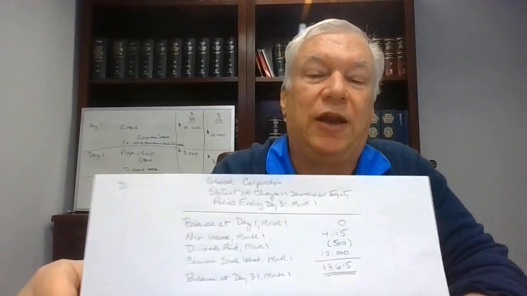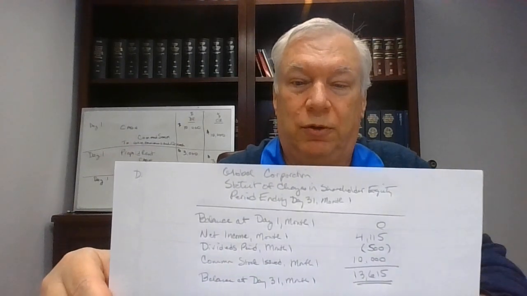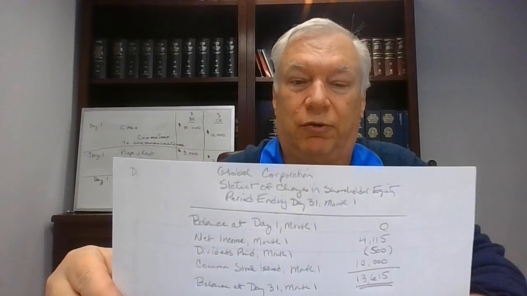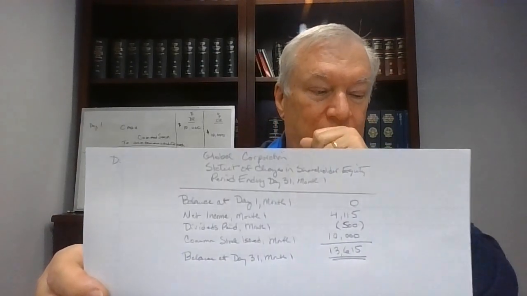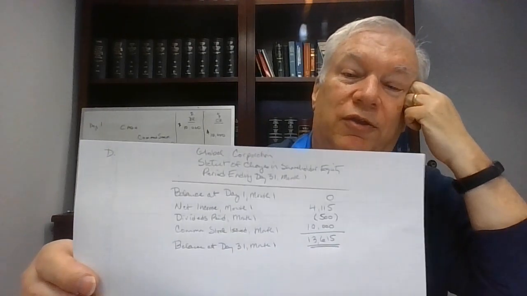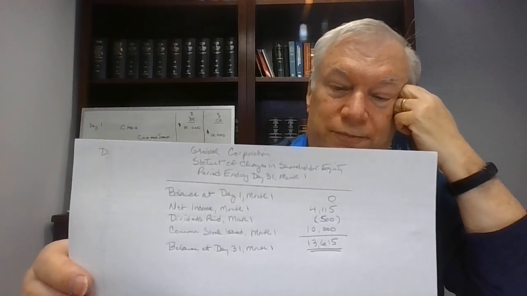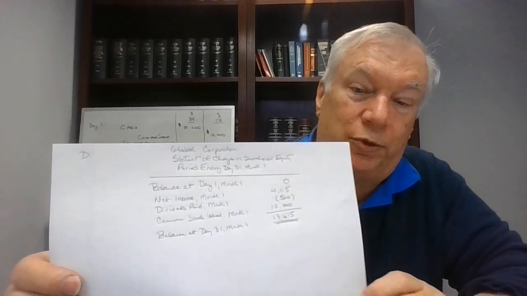Now this is something I don't know that the book did that great a job in showing you, the statement of changes in shareholders' equity. So I prepared one myself for this problem. What they did is they kept giving you statements of retained earnings. I think that's maybe a small weakness in the book.